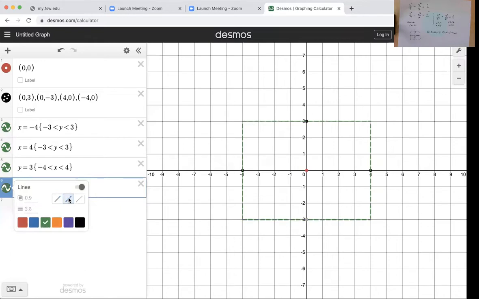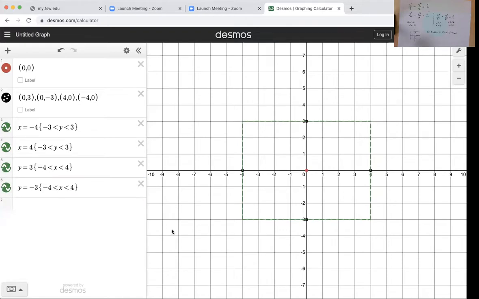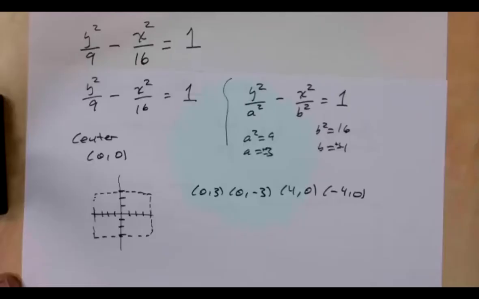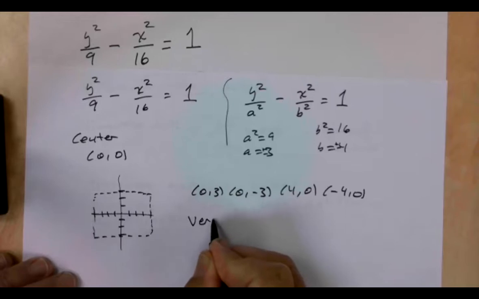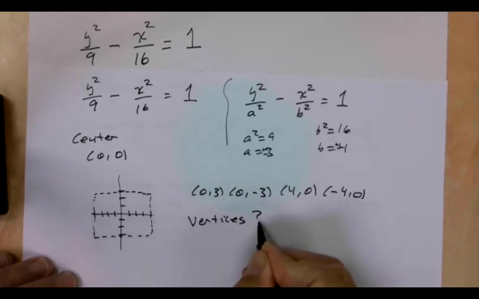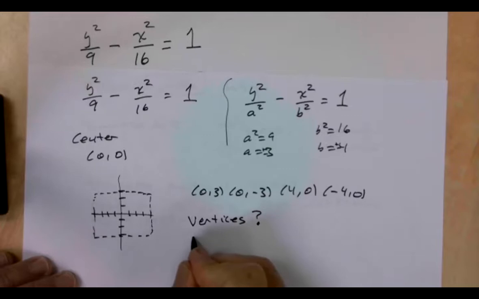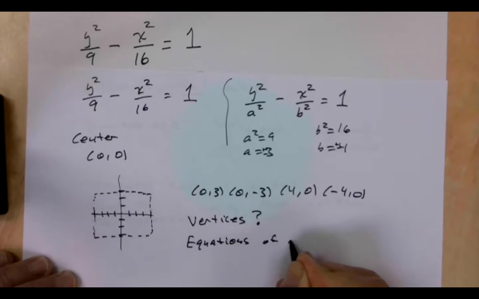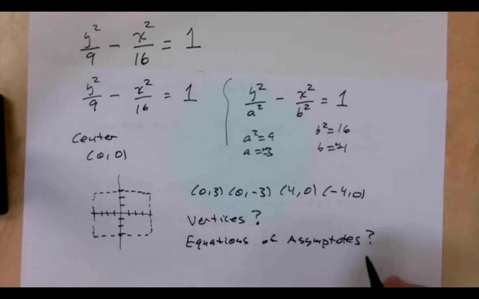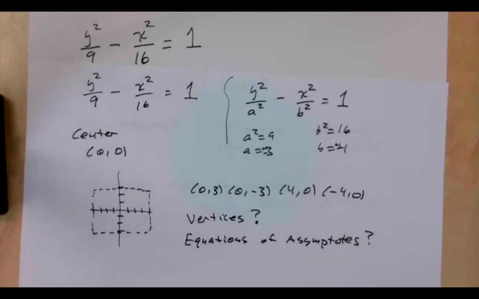So the next question I'm going to ask you is 2 things. Where are the vertices? Looking at this box currently, where are the vertices of the hyperbola? And also I want the equations of the asymptotes. So we want vertices and we want equations of asymptotes.